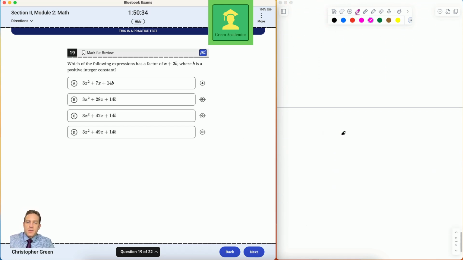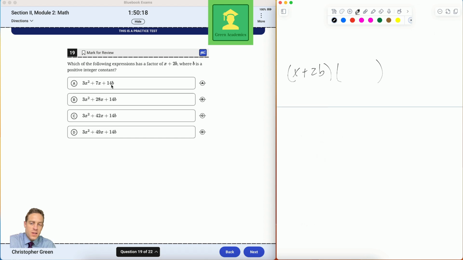Which of the following expressions has a factor of x plus 2b, where b is a positive integer constant? So if there were no answer choices, there'd be no way to do this. If you're looking at the answer choices, x plus 2b is one of the factors. Then if the final term of the answer choice has to be a 14b, then the thing that goes right here has to be a 7, right? Because the last and the last in the FOIL is what gives you the 14b. And then if the first term is 3x squared, then the thing that goes right here has to be a 3x. And then it just has to be a plus and a plus, and it is what it is, right?